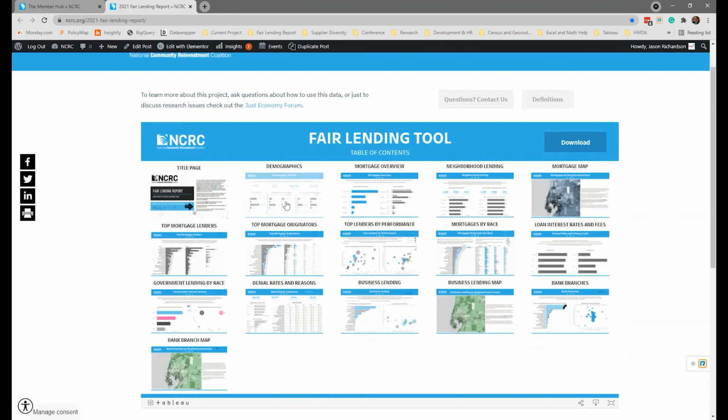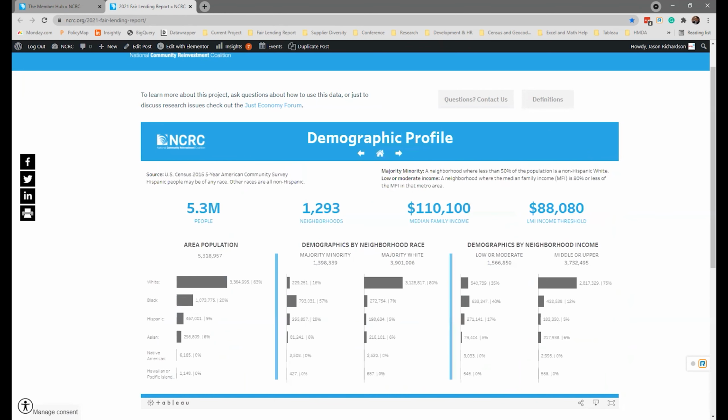Let's get started. We click on demographics. This takes us to a basic demographic page. It gives you the population, the number of neighborhoods or census tracts, median income, racial breakdown of the area, as well as the population of majority minority neighborhoods and low to moderate income neighborhoods within this geography. At the top are navigation buttons. The little house takes you back to the table of contents. Let's go on to the next screen.